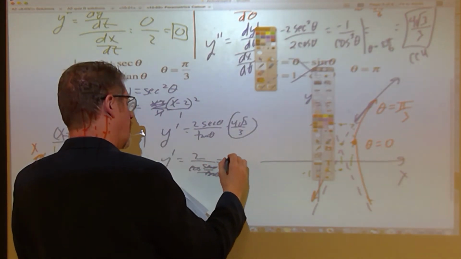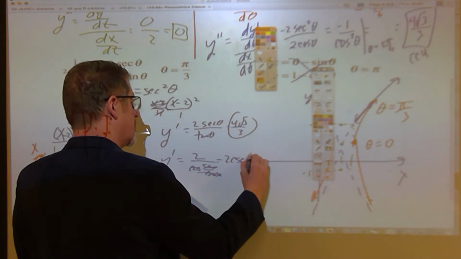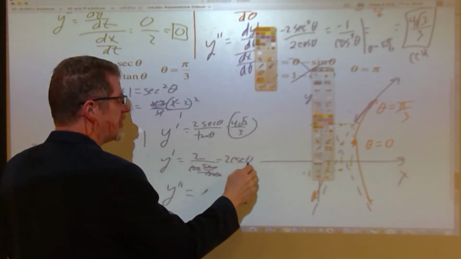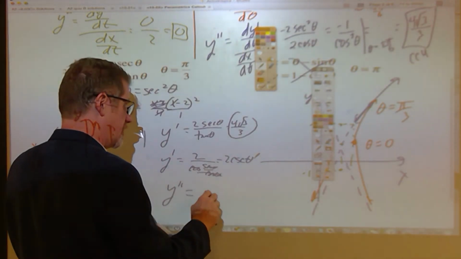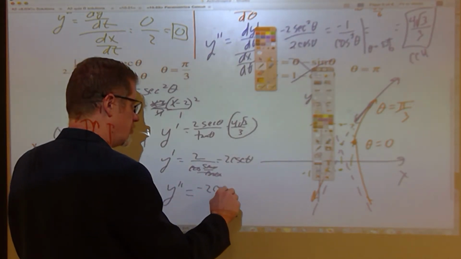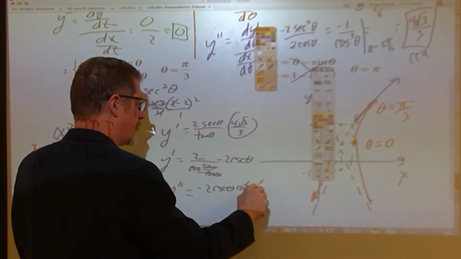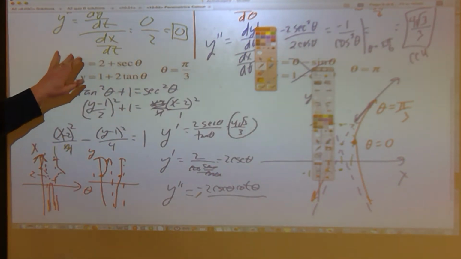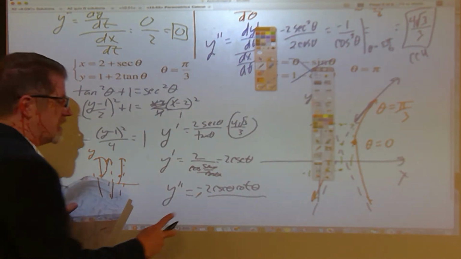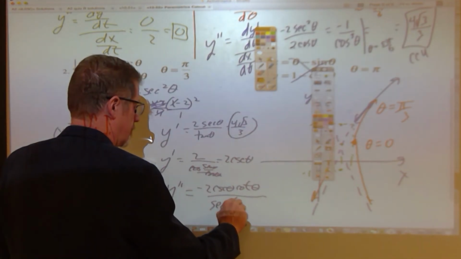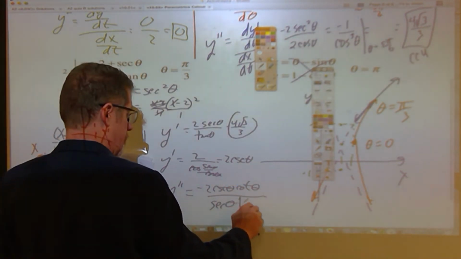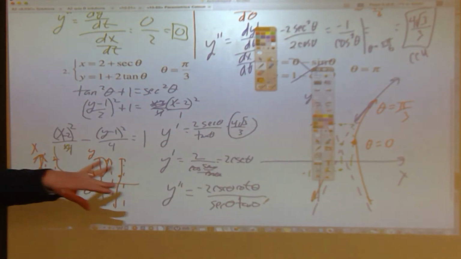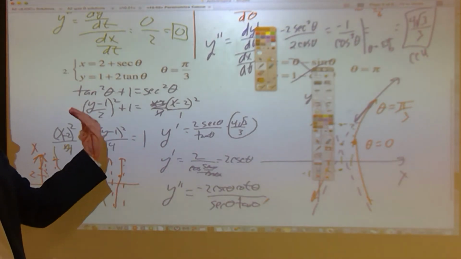So y prime is 2 cosecant theta, so y double prime would be the derivative of 2 cosecant theta, which is negative 2 cosecant theta cotangent theta over dx d theta. So that's going to be secant theta tangent theta. Okay, so the point is you have to simplify that and evaluate it. You'll get a negative answer, but for the sake of time, we're not going to complete that.